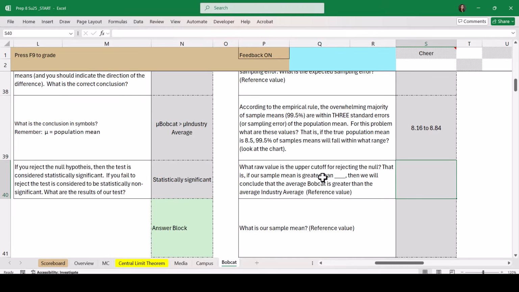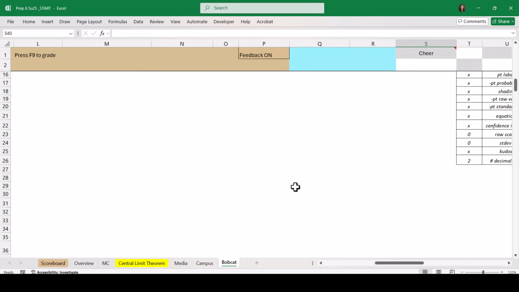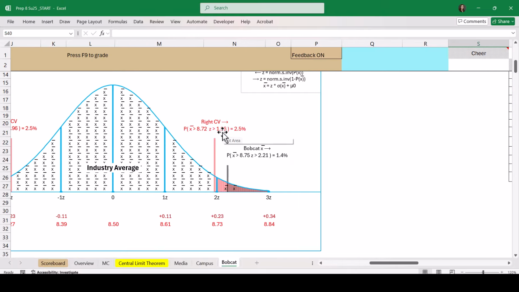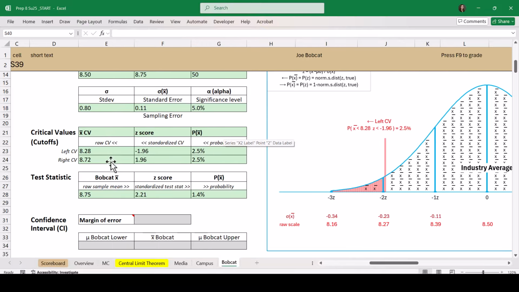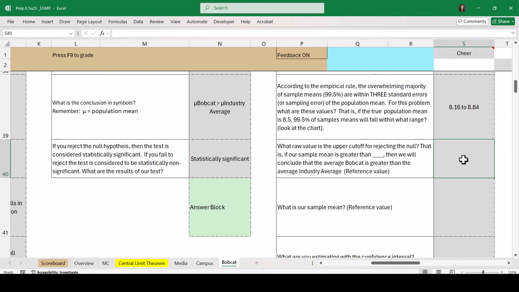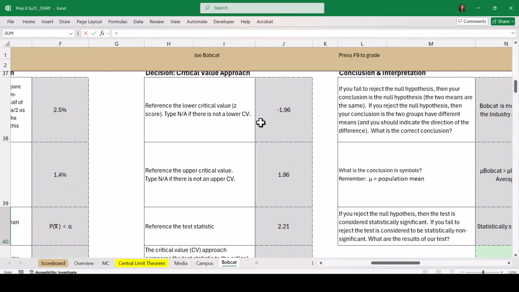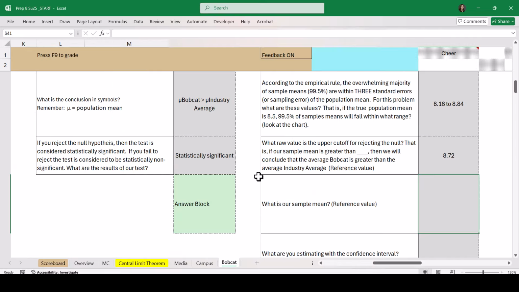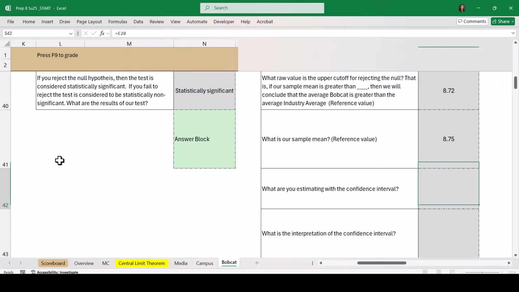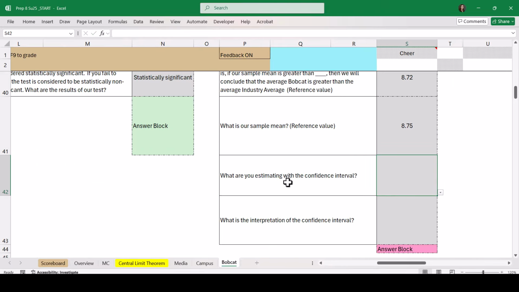All right, what was the upper cutoff for rejecting the null in raw values? So again, this is the upper rejection region in the right tail, and it was marked by a critical value of 1.96. But the question was asking about it in raw units, and that was 8.72. So that's right here on the chart. So this was the critical value in raw units. So we can reference that. That is 8.72. So we said if our sample mean was greater than this, that's when we would reject the null. And our sample mean was 8.75. So we rejected the null hypothesis.